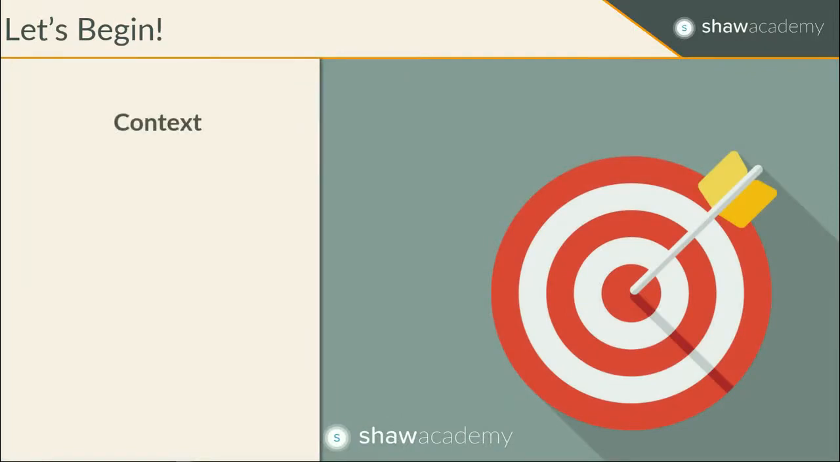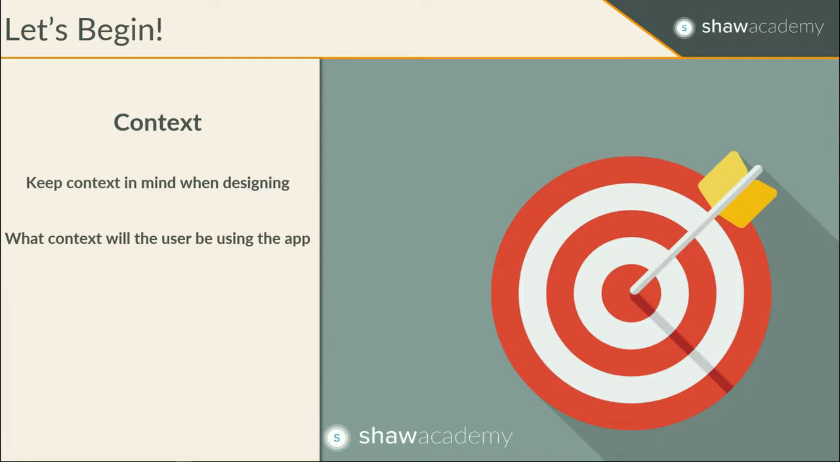And then again, guys, context. We talked about this in the last lesson, but keep context in mind when designing. What context will the user be using the app? Will they be inside or outside, on the move, sitting down? Will they be using a phone, a tablet? Will they be looking at it in landscape or portrait view? Keeping these in mind, guys, can stop you making errors early on in the design process. And that's a very important point to keep in mind, because the more errors you avoid early on, the better it is for you guys.